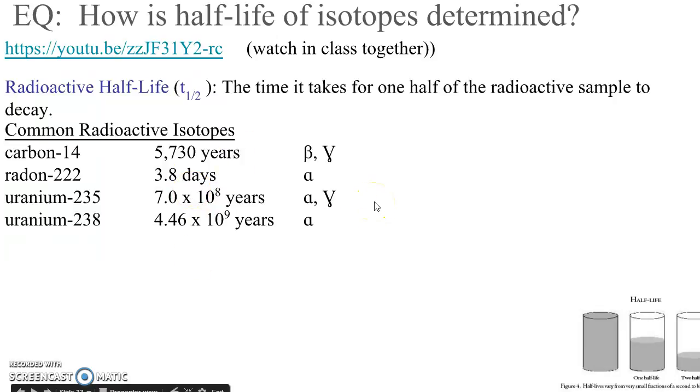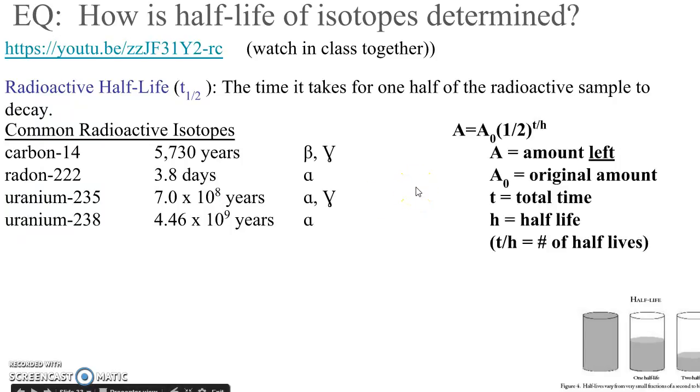Every isotope has a different amount of time that it takes for it to decay. The equation that we use here is going to be very useful to you. The different variables in the equation all mean different things. So A is going to be the amount left. So that's what you're going to calculate. Generally, it's going to give you all these other variables, and you just have to calculate after a certain amount of time how much remains.